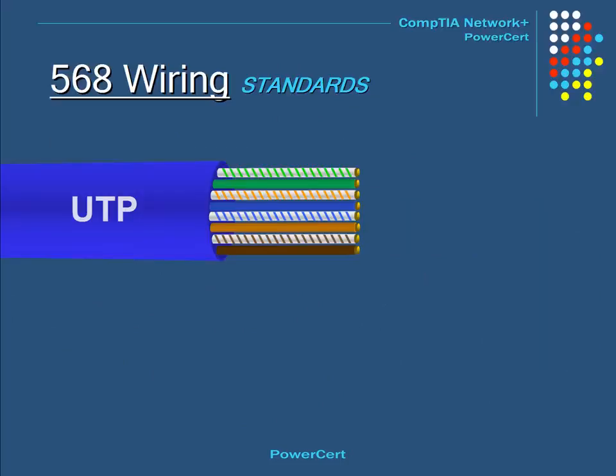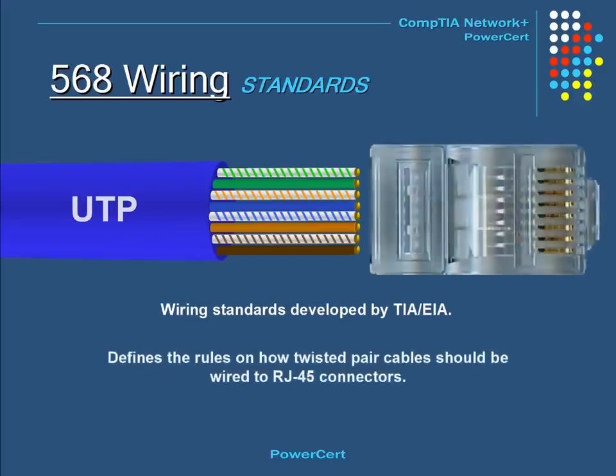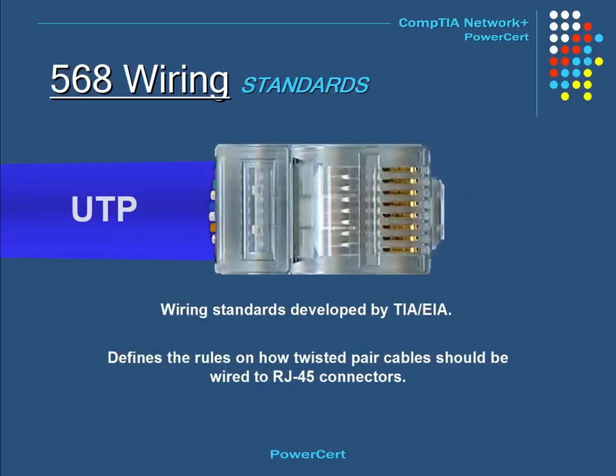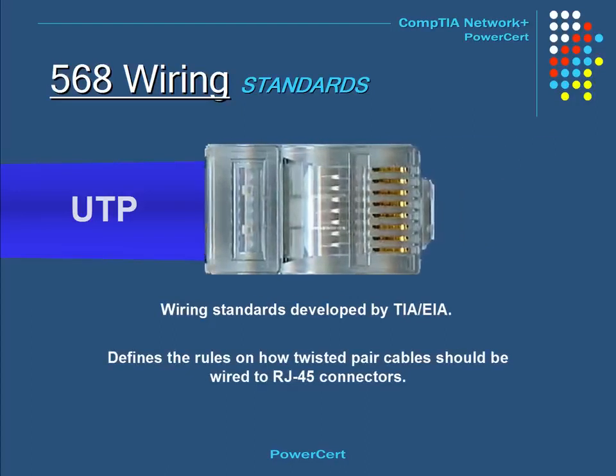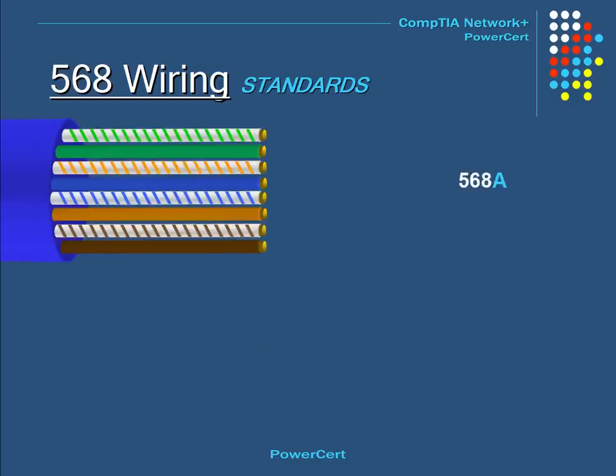The terms 568A and 568B refer to a set of wiring standards developed by TIA/EIA, which is also known as the Telecommunications Industry Association. These terms define the rules on how twisted pair cables should be wired to RJ45 connectors. And these wires must follow a certain order so that the network can function properly.